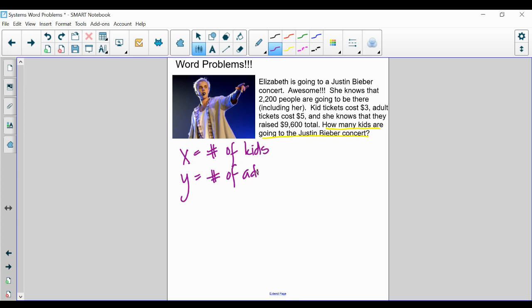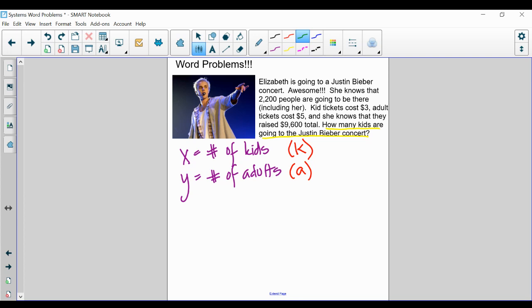Now I am choosing to use the letters x and y, but if you wanted to use the variable K to represent the number of kids and the variable A to represent the number of adults, that is totally fine. Up to you. All right, now with a system, we need more than one equation. So we're going to start with two and make sure that covers all of our information.